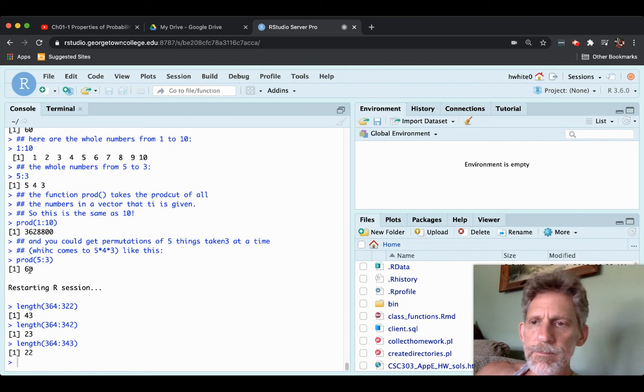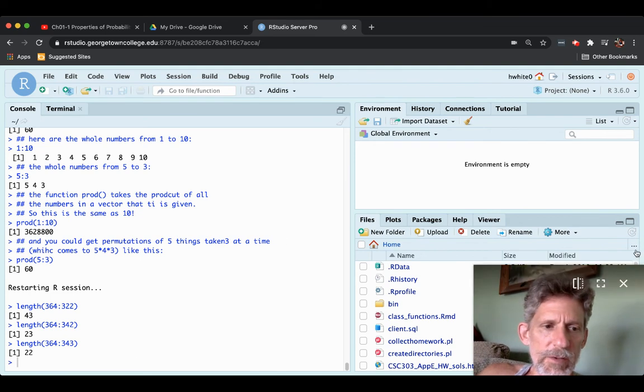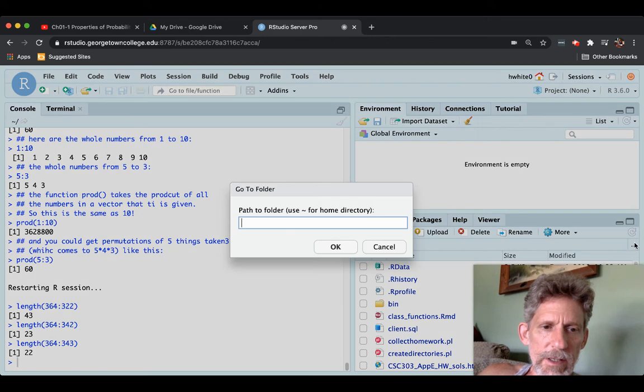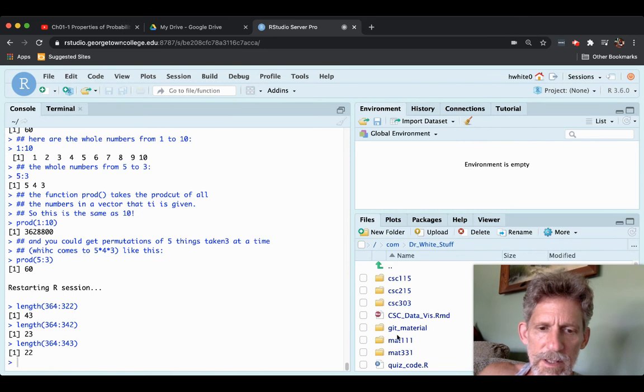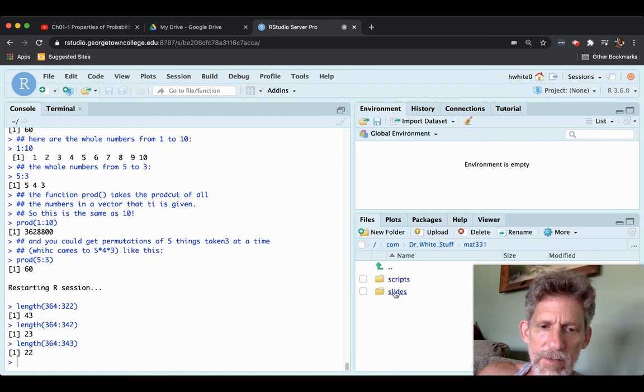And once you're there, you want to head to the common folder, white stuff, Math 331, and this time go to slides, and you'll see Chapter 1, Section 3, Birthday. There is an R Markdown source for these slides, and there's also the slides themselves. And we'll look at the slides themselves. So you click on them.